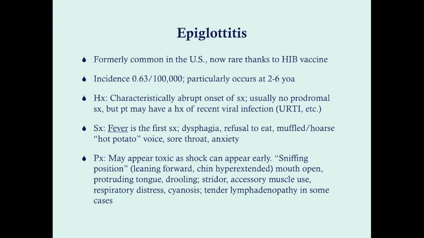Its incidence is about 1 in every 180,000 people, 0.63 per 100,000. Particularly, epiglottitis occurs at the age range of 2 through 6 years old, so sort of that preschool, early kindergarten age range. The history with epiglottitis is that it has a notoriously abrupt onset of symptoms. Typically there are no prodromal symptoms, but like I mentioned, the patient may have a history of a recent viral infection, but that's a completely separate illness. Usually that infection will subside and epiglottitis comes later.